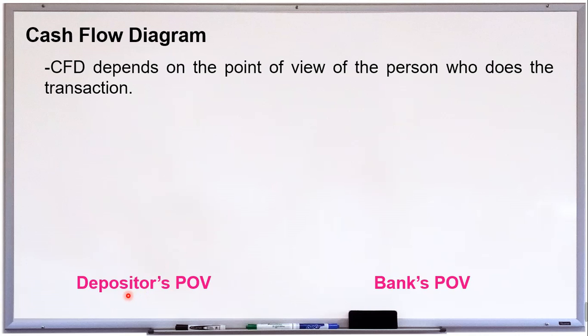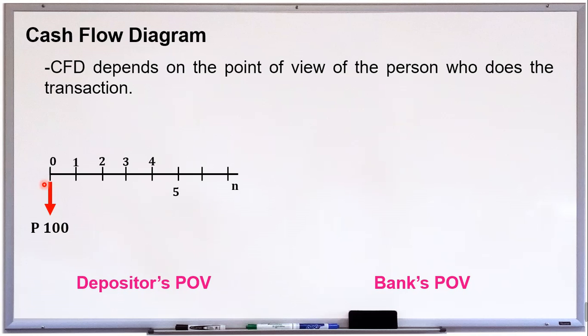That is you as the depositor and the side of the bank. Now let's first construct the cash flow diagram from your point of view. So create a horizontal line, and within this horizontal line create a scale for the number of years, from 0 to n. And let's say you deposit 100 pesos at the 0th year, so initially.